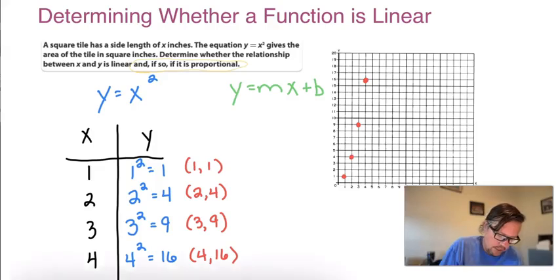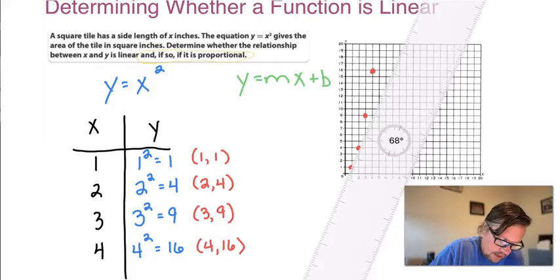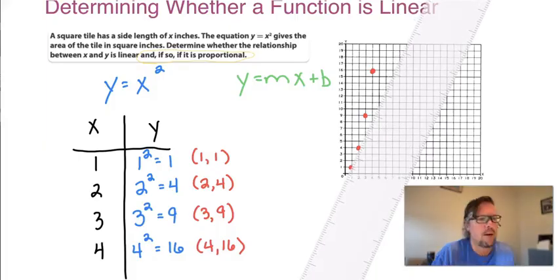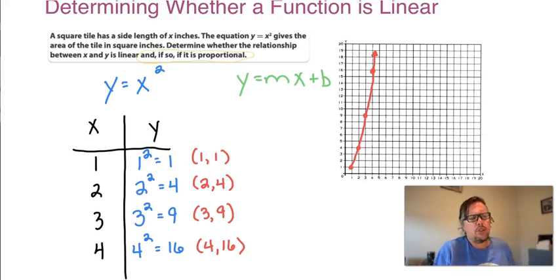So let's get our ruler and let's see if I can draw a straight line. And when I put my ruler on those first 2 points, you can see very clearly I cannot draw a straight line through these points. In fact, this is sort of a curved shape here. This is actually called a quadratic relationship, which is something that you'll study quite a bit when you get into Algebra 1. So this is quadratic.